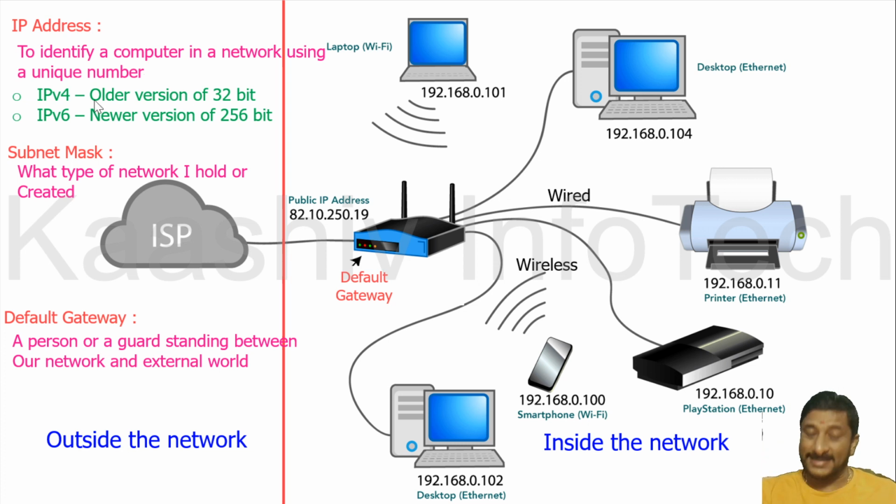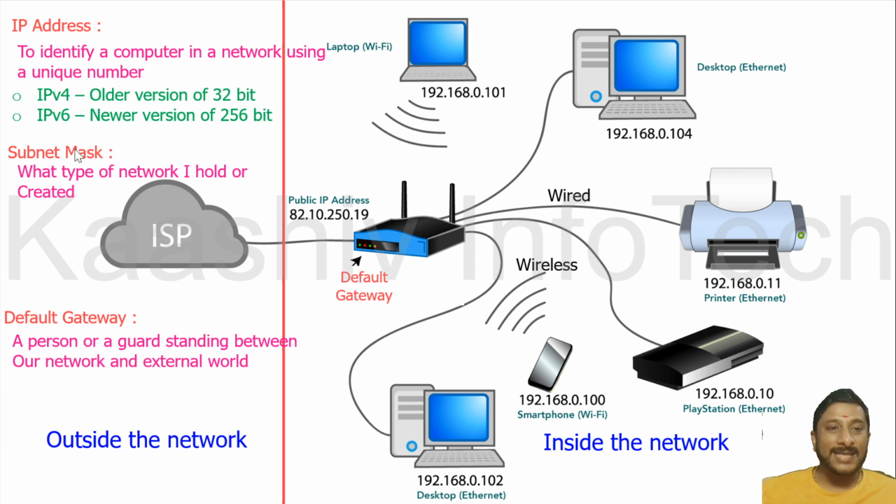IPv4 is the existing one, and it is considered the old version. And this one is not 256, it's 128. Yeah, a new version of 128-bit. Sorry, it's a mistake. A 128-bit IPv6 address is created. Okay, so over here, this is your IP address. IPv4 or IPv6 can be created for one computer to uniquely identify a computer in a network.